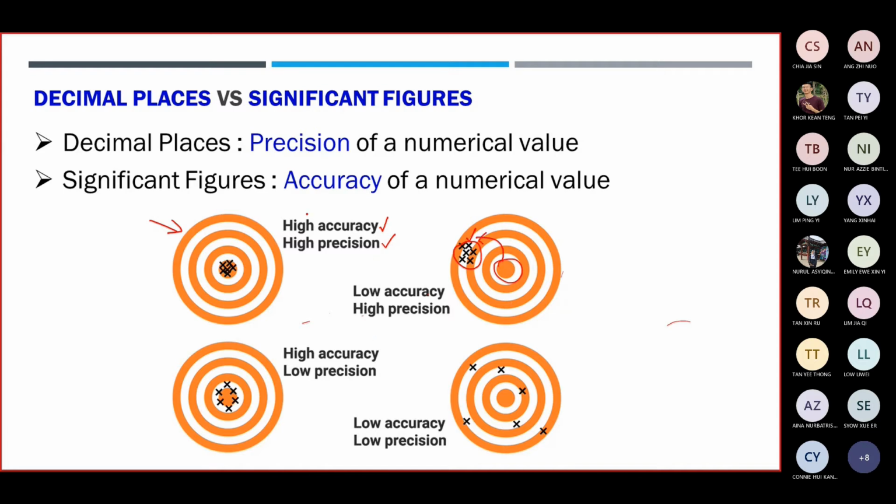Okay, now high accuracy and low precision. As you can see, the target points appear around the center. However, it is called low precision because the hits are a distance away from one another. So this is called low precision.